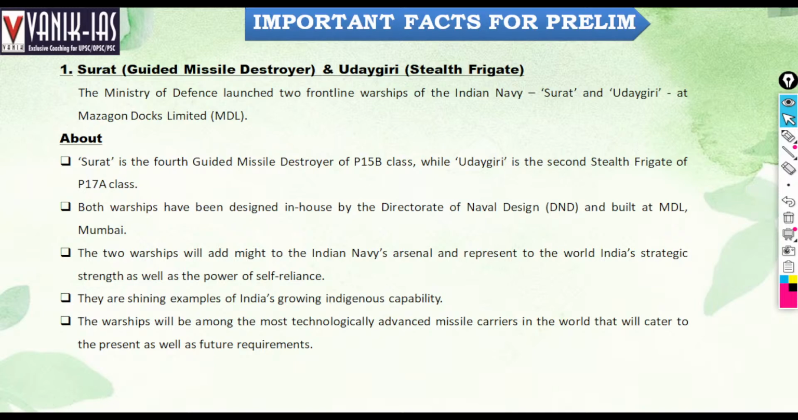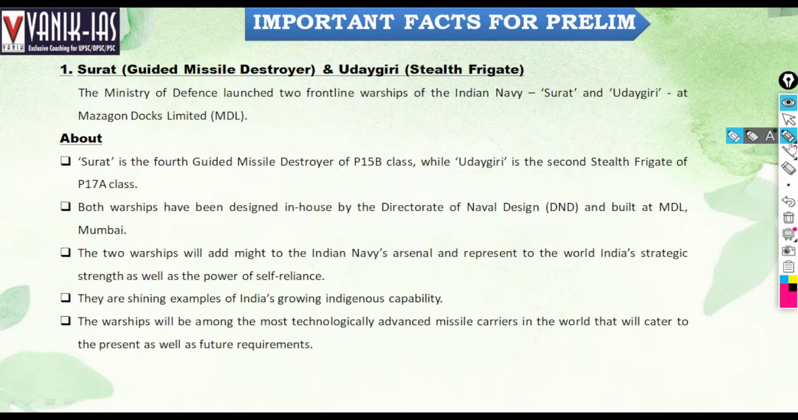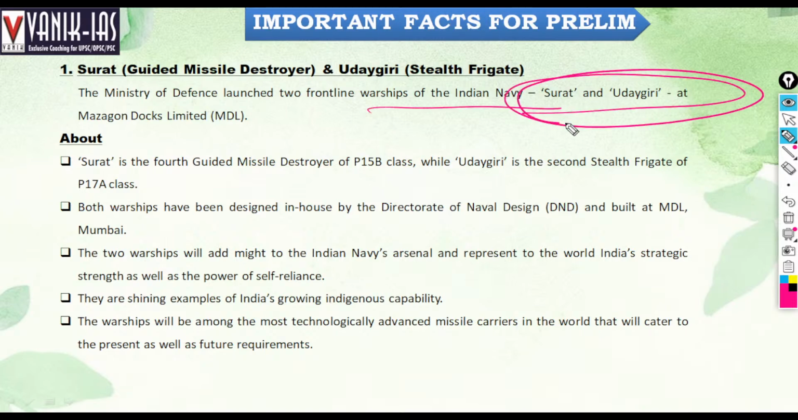Then we'll discuss one main topic. Surat, guided missile destroyer, and Udayagiri. The Ministry of Defence has launched two frontline warships of the Indian Navy, Surat and Udayagiri, at Mazagon Docks Limited, MDL. Recently we have discussed this in your objective question.